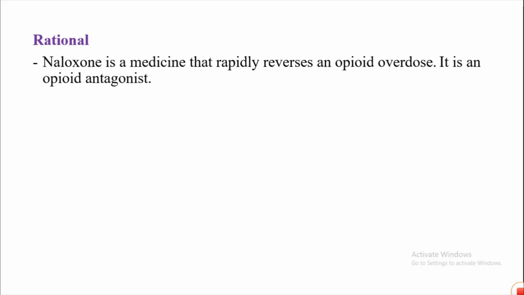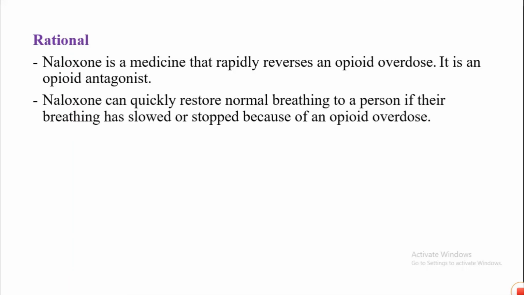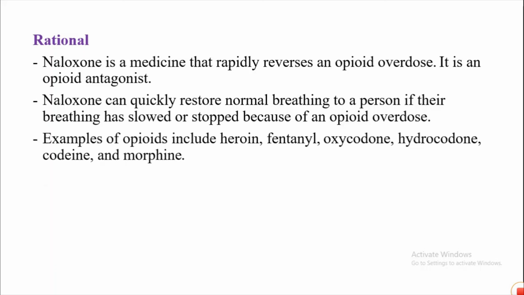Naloxone is a medicine that rapidly reverses an opioid overdose. It is an opioid antagonist. Naloxone can quickly restore normal breathing to a person if their breathing has slowed or stopped because of an opioid overdose. Examples of opioids include heroin, fentanyl, oxycodone, hydrocodone, codeine, and morphine. So the correct option is option number C, Naloxone.